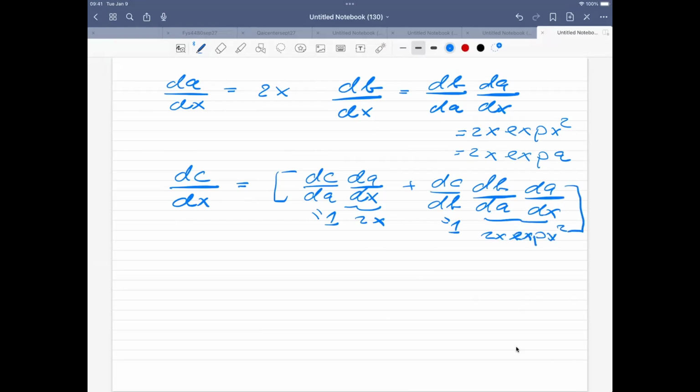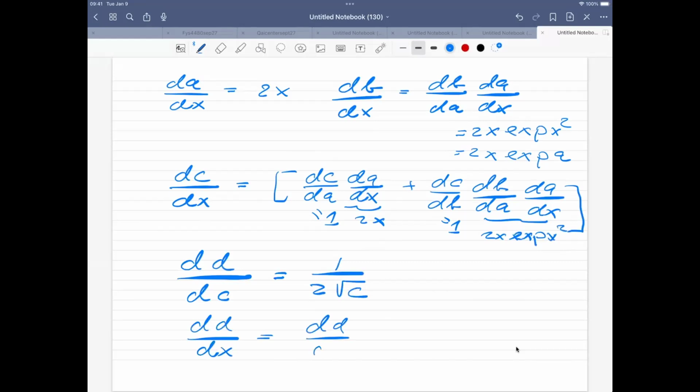Finally then, if we look at dD/dC, we need that one as well. We have 1 divided by 2 times the square root of C. And then I also know that dD/dx is equal to dD/dC times dC/dx. And this is the same as dF/dx. So this is a way by which we can calculate these derivatives.